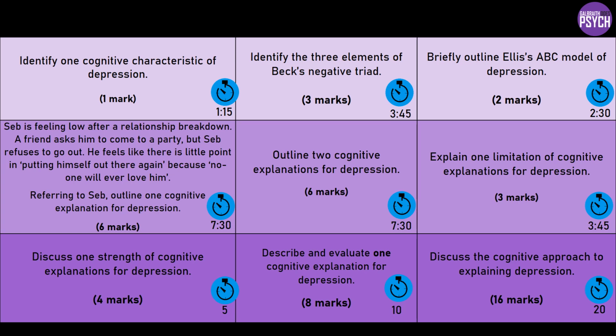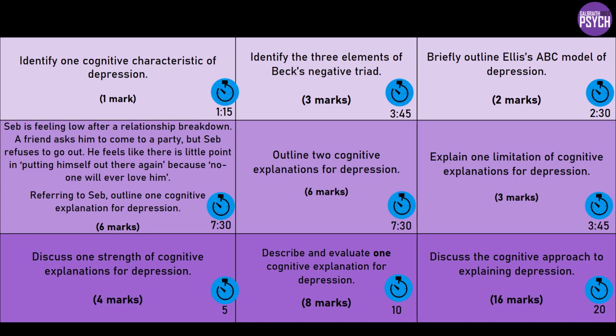Now we've got an application question. We've got Seb here. Relationship breakdown, doesn't want to go out, thinks no one will ever love him. And the question is, outline one cognitive explanation referring to Seb, okay? So key emphasis there on one. If you do 2, then you're only going to get credit for 1. So don't waste your time, okay?